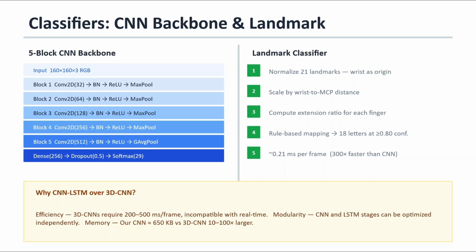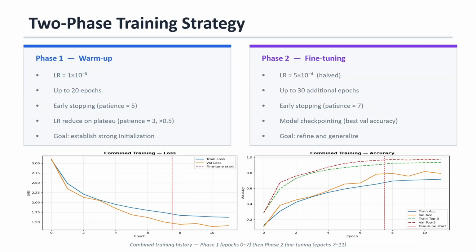We chose CNN LSTM over 3D CNN because 3D CNNs require 200 to 500 milliseconds per prediction, simply incompatible with real-time use.